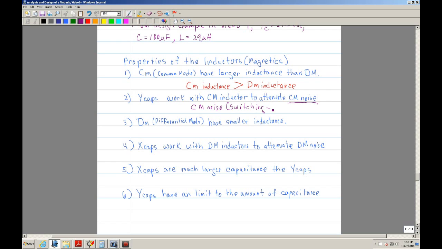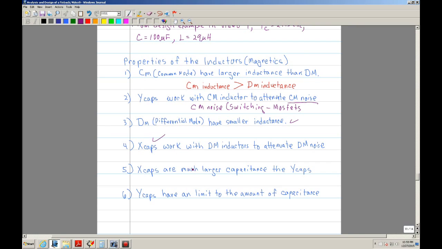Usually switching noise from the MOSFETs. Okay, so now we're back down here to differential. We already covered this, that it's got a smaller inductance. And then the next one is for the X cap.